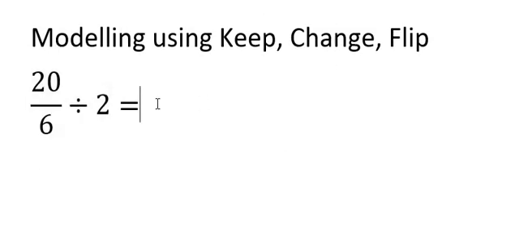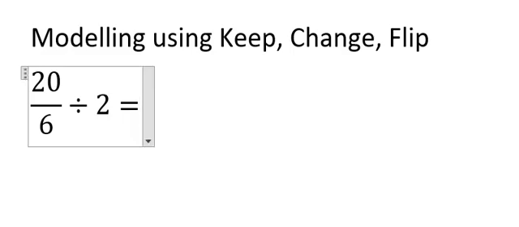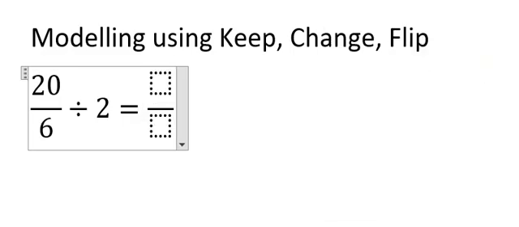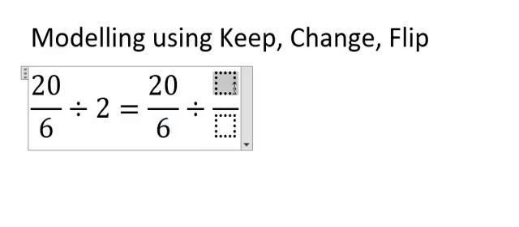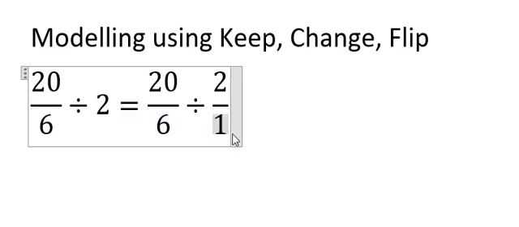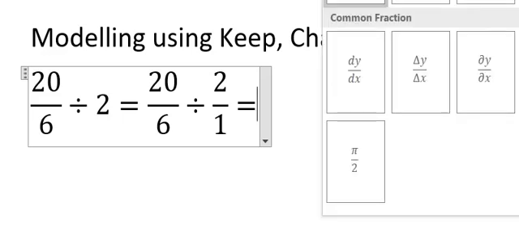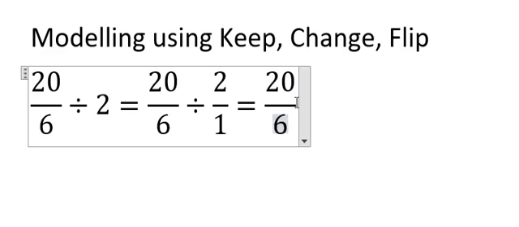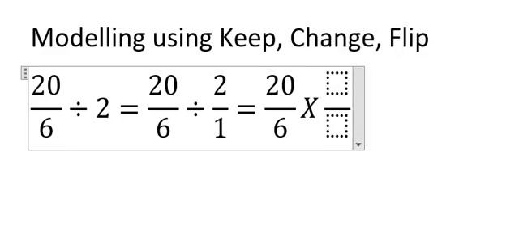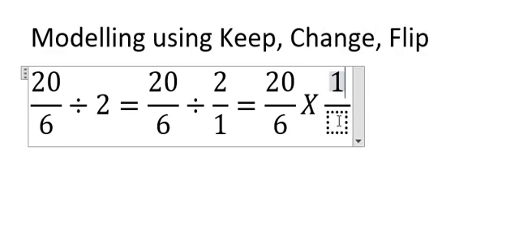So keep, change, flip. Again, like I said before, because it's a division, we're going to divide by a fraction. But I'm going to start by putting my 2 over 1, just so I remember that that is what I'm flipping, because it's easy not to flip it if you don't do that. So I put my fraction out, and you keep the first one, that's 20 over 6. You then change, so you make it a multiplication, and then you flip. So I'm going to flip the second one, which is 1 over 2.